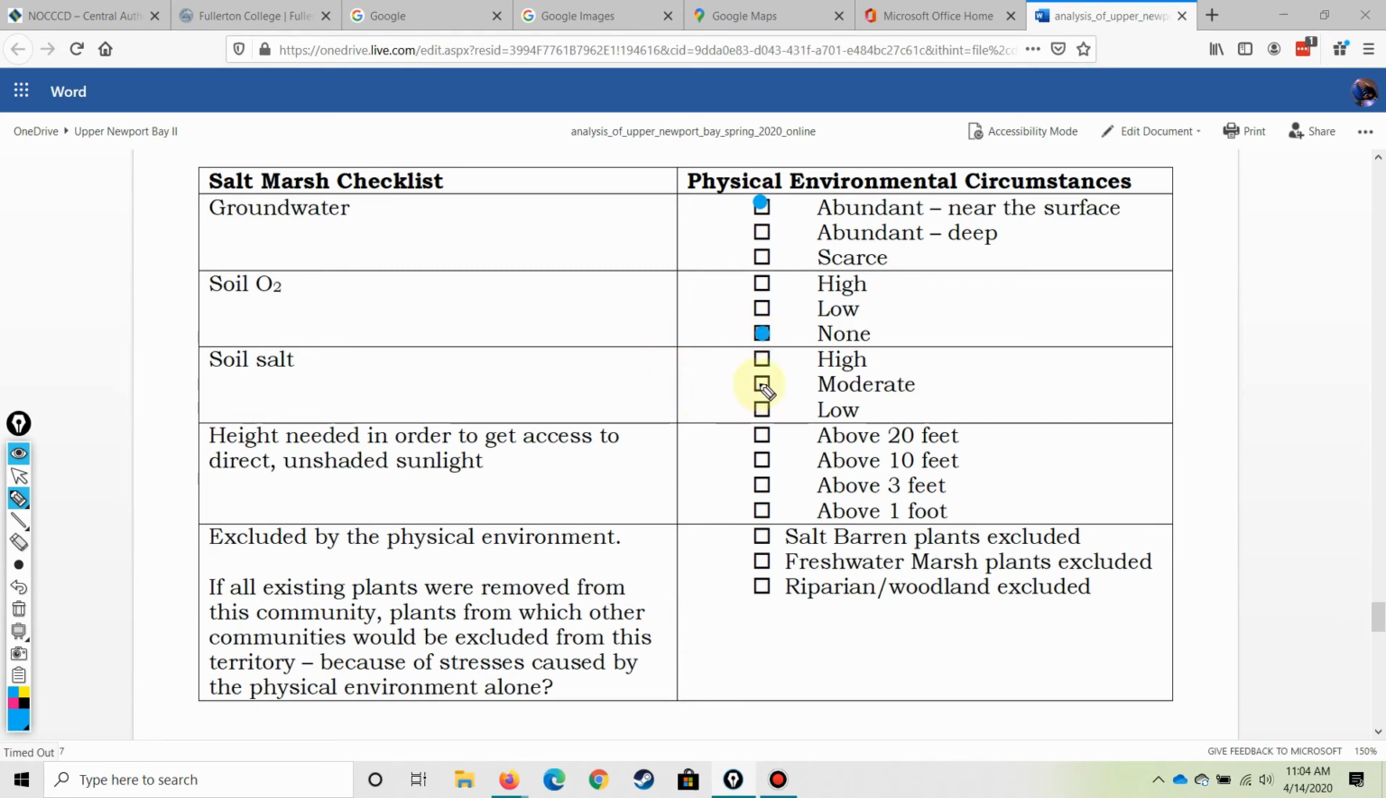Soil salt for the salt marsh is moderate because it gets high tides that bring in seawater and flood the area. Height needed in order to get access to the sun, probably 3 feet. The cordgrass doesn't grow that tall.